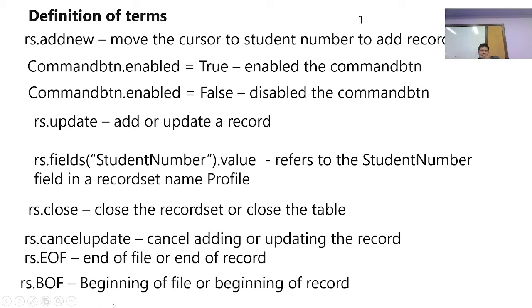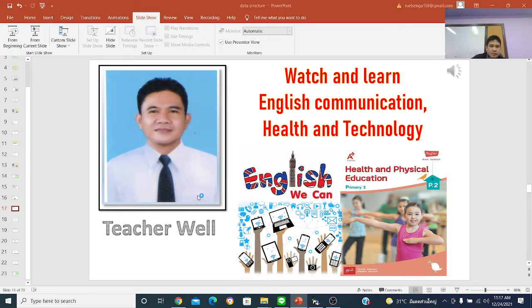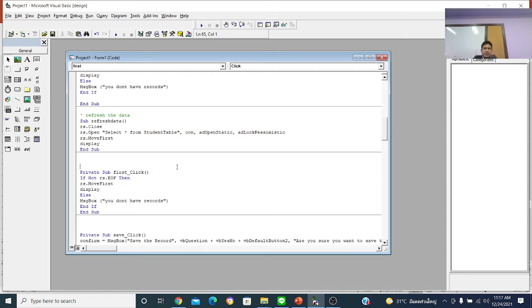Now let's come here. We will use rs.eof so that we can check if we are at the end of file or the end of record. Because when we click first, if we don't have records, we can determine that using rs.eof. We can determine if there is a record or not. Now, in the code, I have already finished doing it. You can see it on the first button.